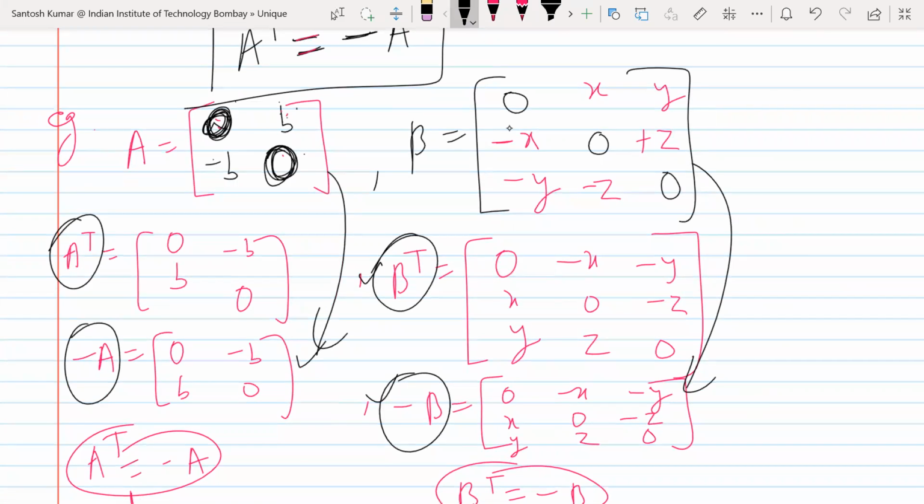Compare B transpose and minus B. Compare A transpose and minus A. So such matrices we call skew symmetric.